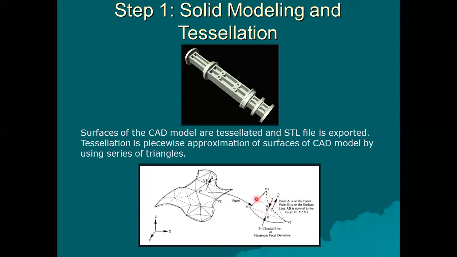triangles will be produced. So one has to make a compromise, one has to take a decision on what size of the triangle to select. Because if you select very big triangles, if you take a very large value of delta, then big triangles will be formed and the deviation will be very high. So the component which you want to produce will not be exactly the same as the geometry which you want to do.